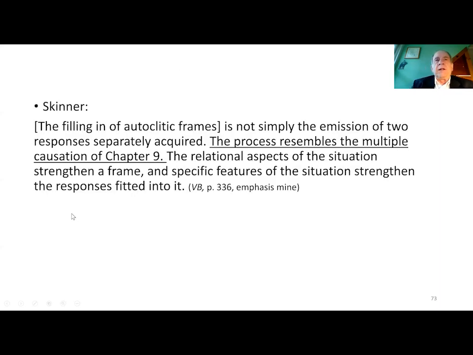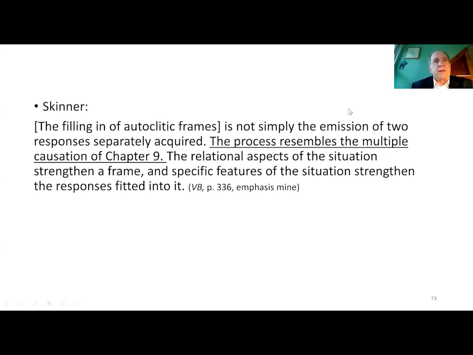Skinner says the filling in of autoclitic frames is not simply the emission of two responses separately acquired. The process resembles the multiple causation of chapter 9. So once again, multiple causation creeps into our analysis. Grammar is not simply a matter of first A, then B, then C, then D, then E. There is a process of multiple causation that's going on.